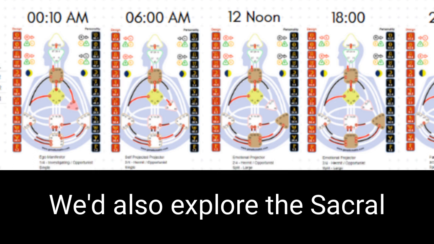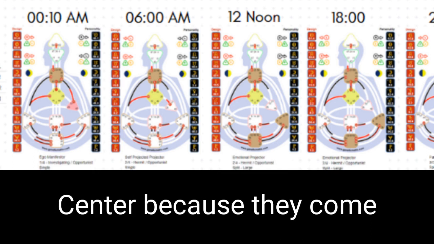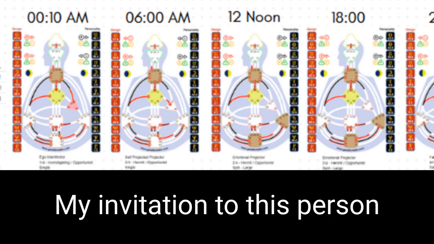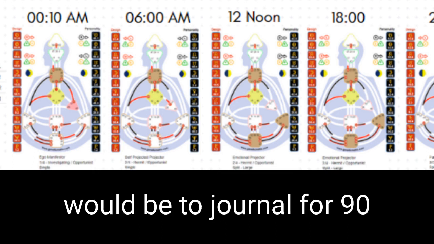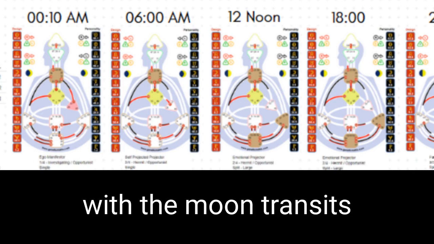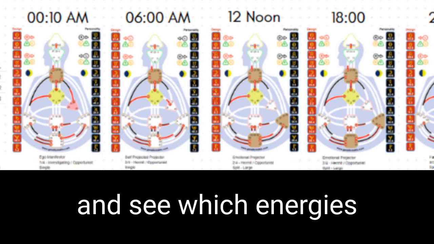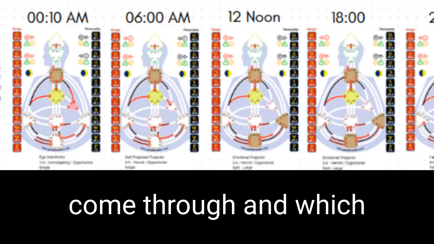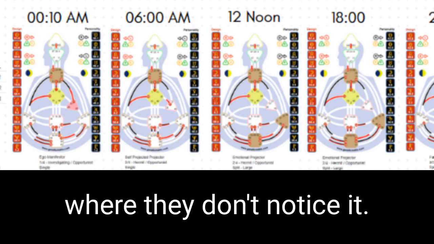We'd also explore the sacral center because they come in and they come out. My invitation to this person would be to journal for 90 days, 60 to 90 days, working with the moon transits and see which energies come through and where they don't notice it.